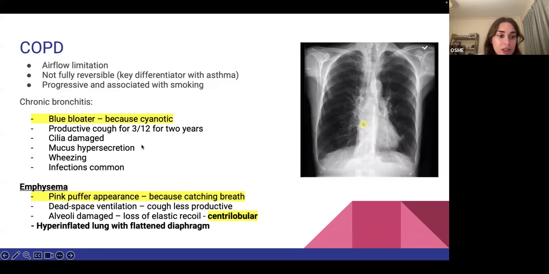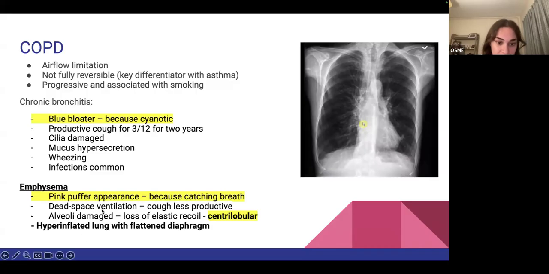And a key diagnostic thing is that they've had a productive cough for 3 months over a year, and this is over the course of 2 years. So for 2 consistent years, 3 months of each year have been contained with a productive cough, and the underlying pathology is that there's damage to the cilia, which results in mucus hypersecretion and wheezing. And COPD patients commonly get infections just because they're not clearing their airways in the normal way.